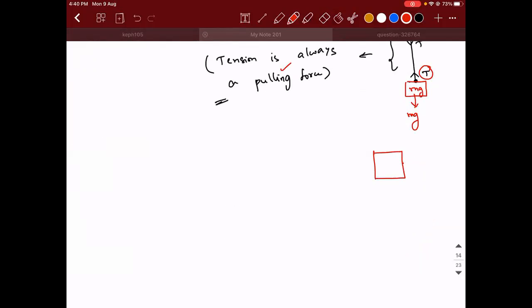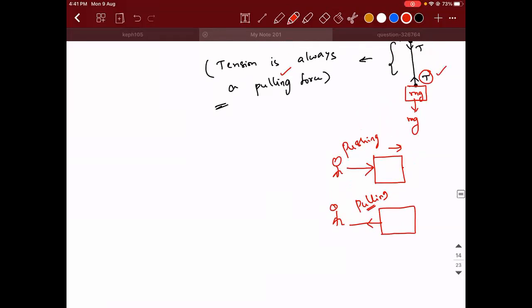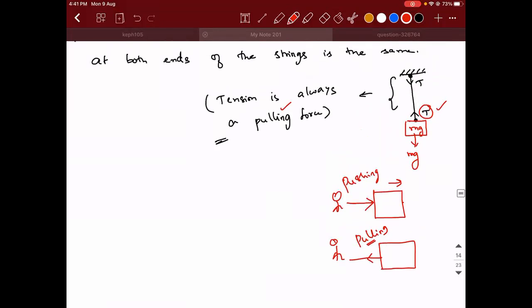Okay. To make it more simple, if you draw an arrow diagrammatically, and the direction of force is towards the object, we call it pushing, provided there is a person standing here and the block is going in this direction. If the force is away from the block, we call it pulling. So if you observe, the tension force is away from the top. That's why it is pulling at the bottom.